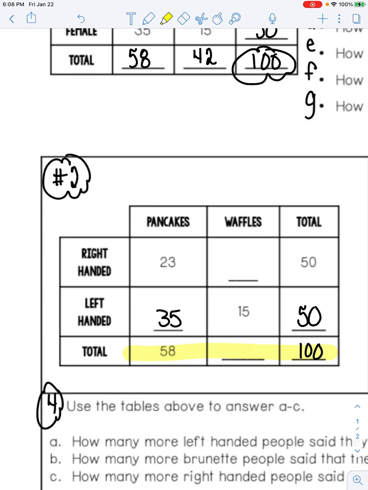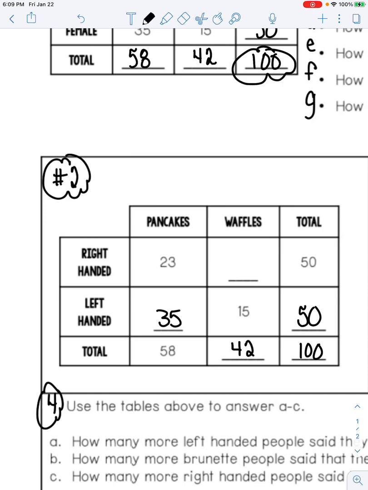I notice I have a total of 100, and I have that part of 58, so I'm going to subtract to find this one. I'm going to do 100 minus 58, and that's going to give me 42 here. Let's keep going and fill in everything that we can. Sorry, that was 42.